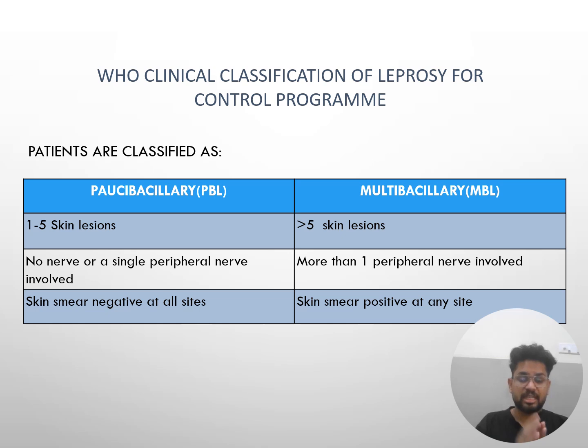In paucibacillary leprosy, there will be 1 to 5 skin lesions. There won't be any peripheral nerve involved, or at most just a single peripheral nerve, and the skin smear is negative at all sites. So this is the consideration for paucibacillary. On the other side, there are more than 5 skin lesions, 6 and more, and more than one peripheral nerve involved, meaning 2 or more peripheral nerves, and the skin smear is positive at any one site. So these are the conditions we call paucibacillary leprosy and multibacillary leprosy. Clear?